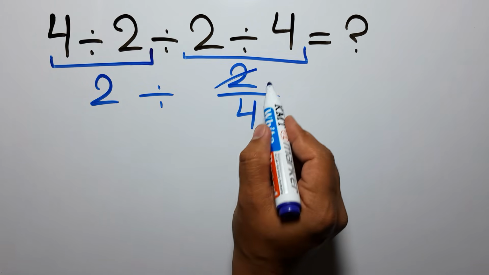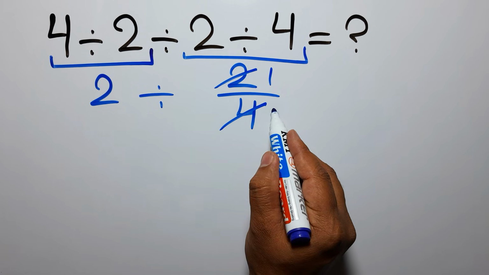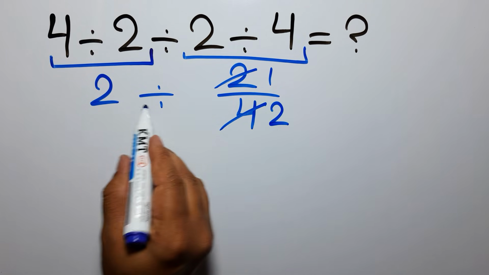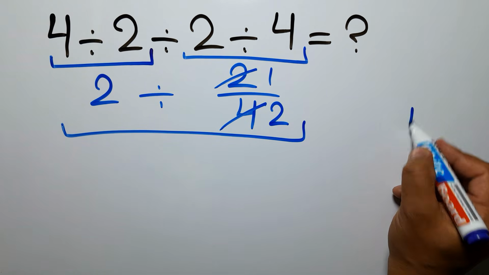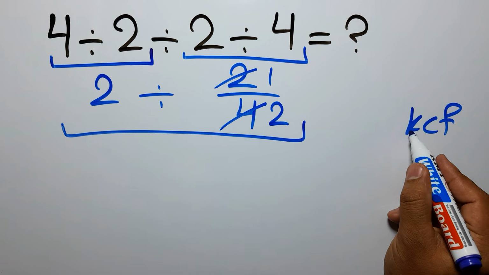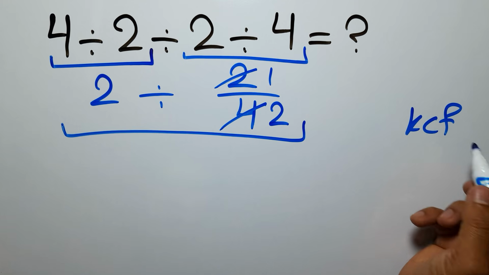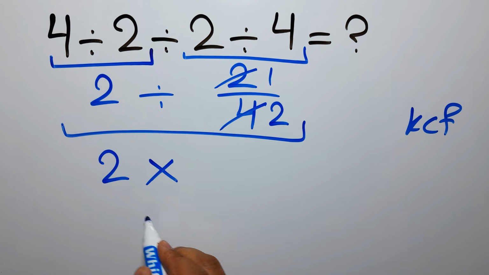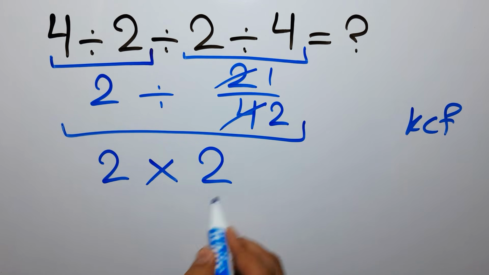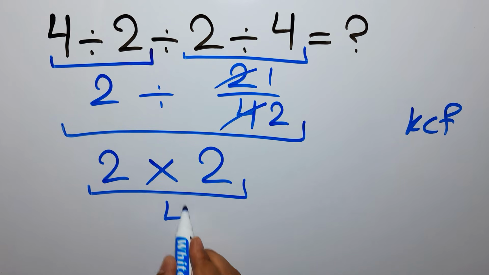Now, let's simplify this fraction. 2 divided by 2 gives us 1, and 4 divided by 2 equals 2. So we have 2 divided by 1 over 2. Now, according to the KCF rule, K stands for keep, C stands for change, and F stands for flip. We can write: keep the first fraction, change division to multiplication, and flip the second fraction. So 2 times 2, which equals 4.